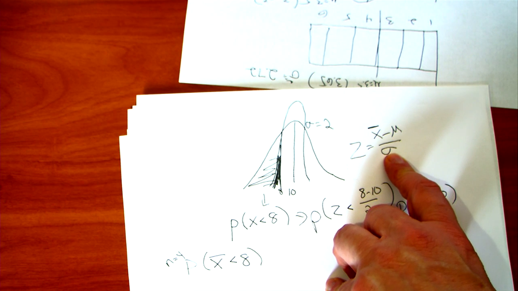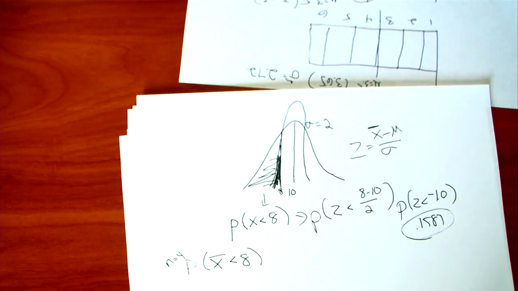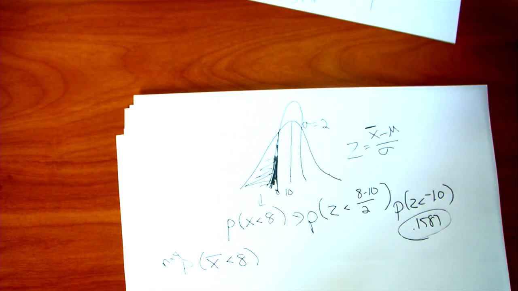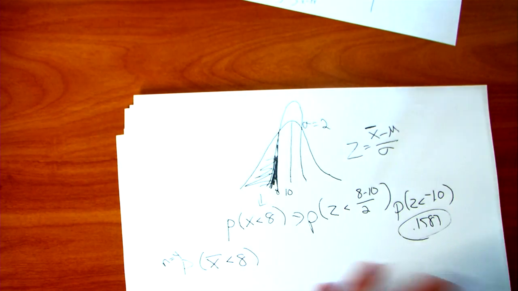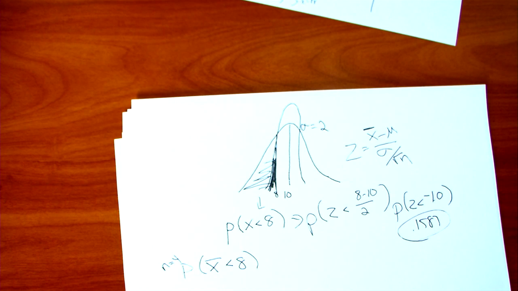What about the standard deviation? The standard deviation is equal to the original standard deviation divided by the square root of n. That's my new formula. That's it. This formula, which the central limit theorem has given me, converts X bars to Z's. Not just X's to Z's, but this is the formula I want to use to convert X bars to Z's.